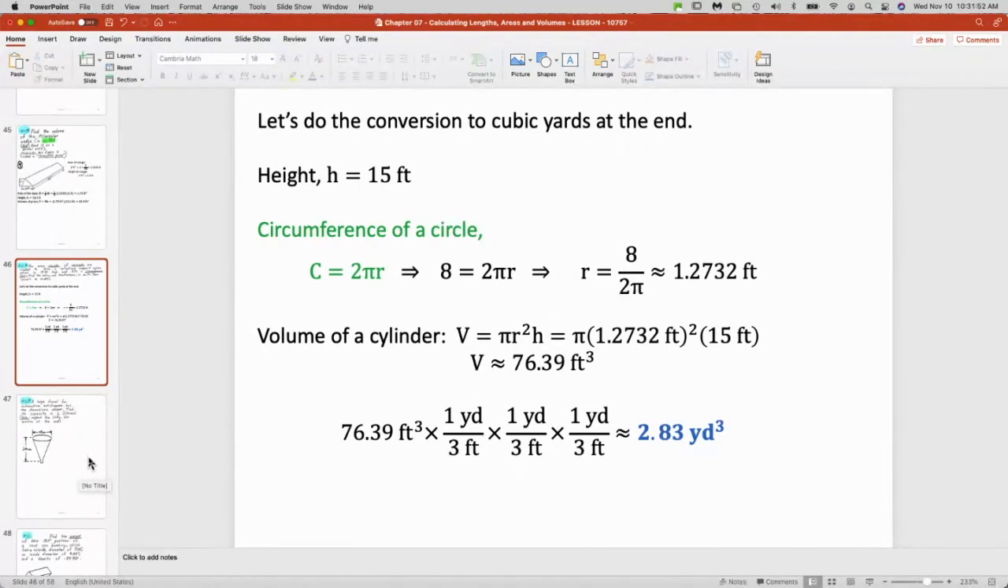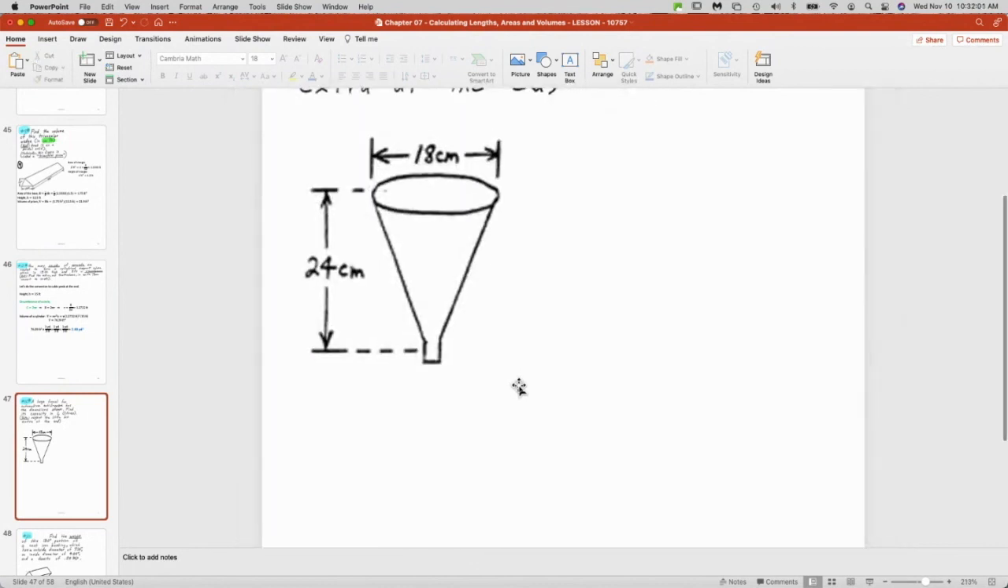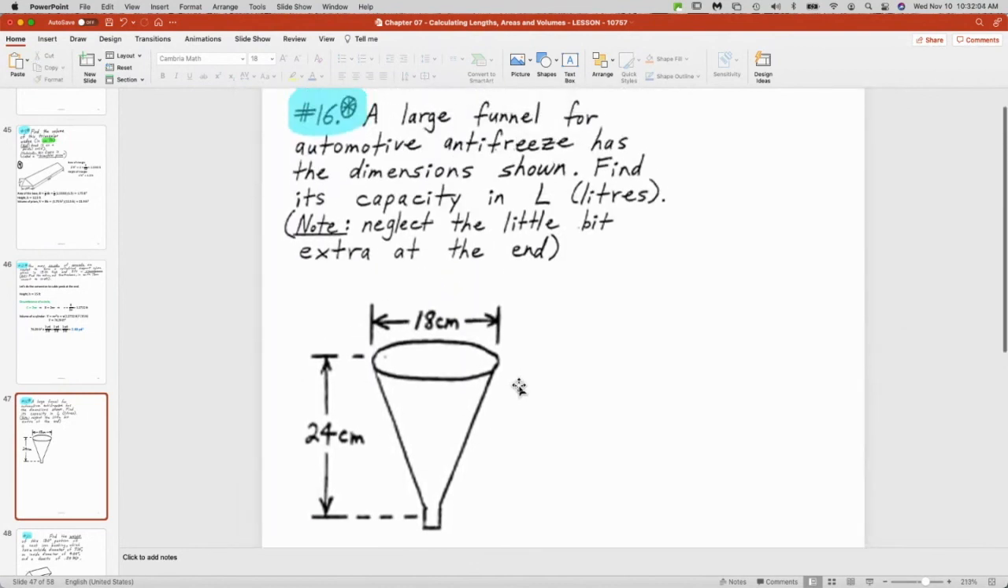You know, our little checklist. It's like you're playing bingo. You're playing bingo with volumes. And to finish off the bingo card, you need to get a cone. So here's the cone. Once we do this one, we've covered all the shapes. And we've already talked about density, so we got that out of the way too.